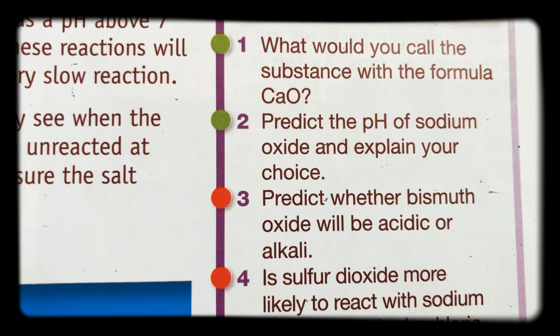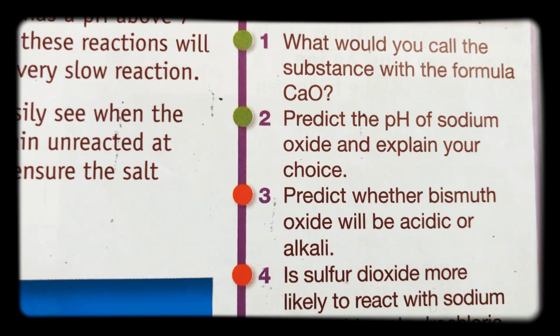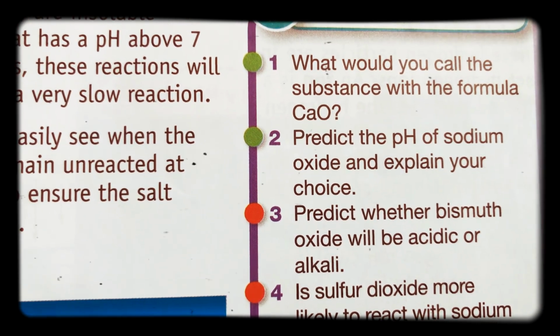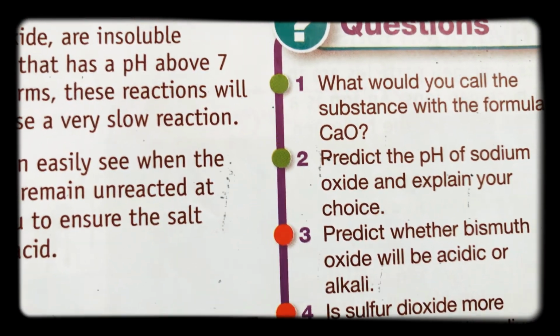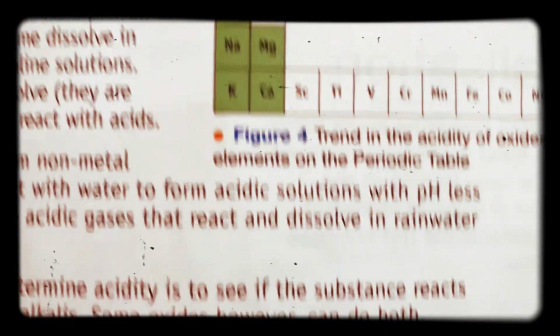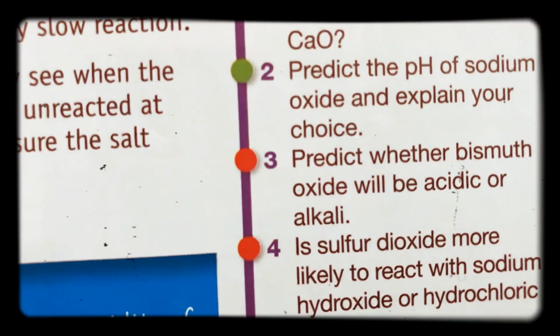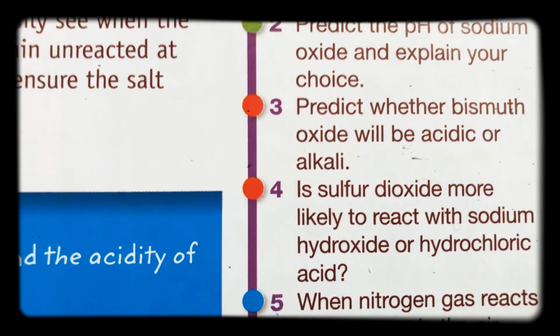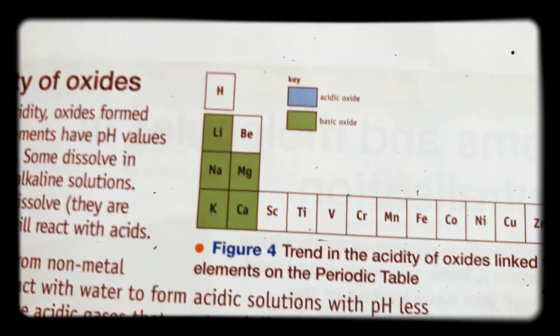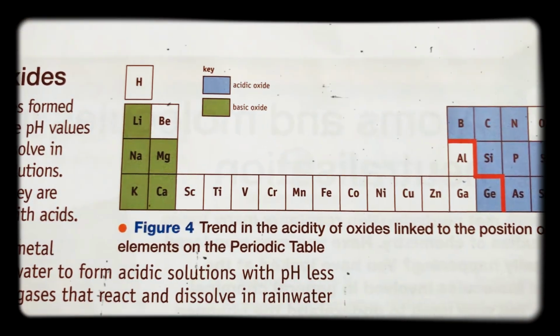Sodium oxide is something that comes from sodium, which is on the left-hand side. The acidity of oxides with metals on the left-hand side is a basic oxide, so the pH would be greater than 7. Number 3, predict whether bismuth oxide would actually be acidic or alkali.